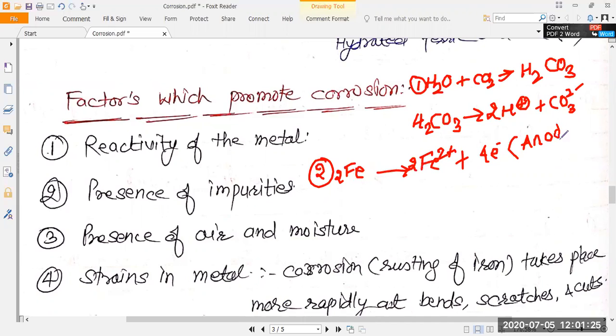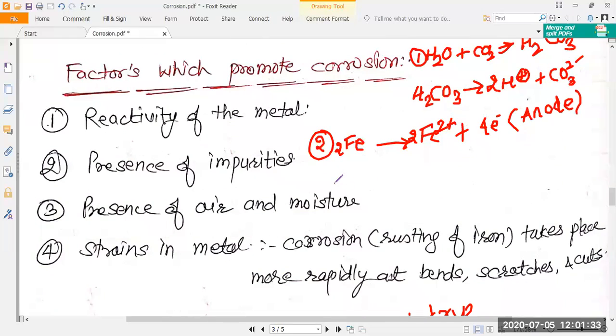A number of electrochemical cells are developed on the surface of the iron article whenever the corrosion process takes place. In the next chemical reaction, after the anode portion, now we have to form the cathodic portion of the cell. These four electrons travel through the iron article and come to the other end. At the other end, the oxygen present in the atmosphere reacts on the iron surface with 4H+, and these 4H+ come from the dissociation of carbonic acid.